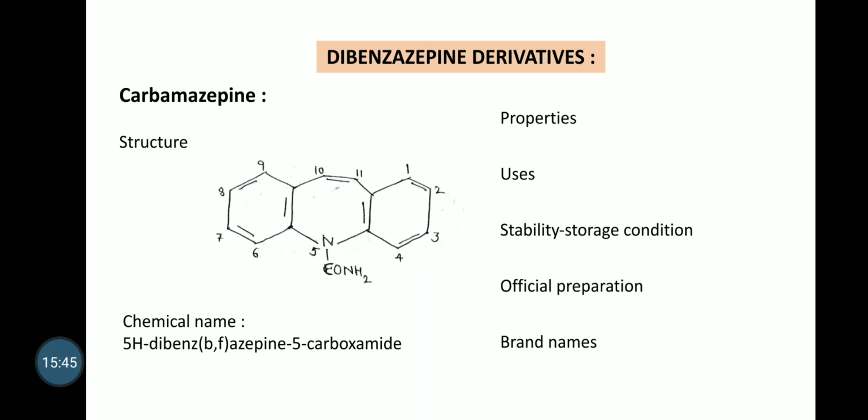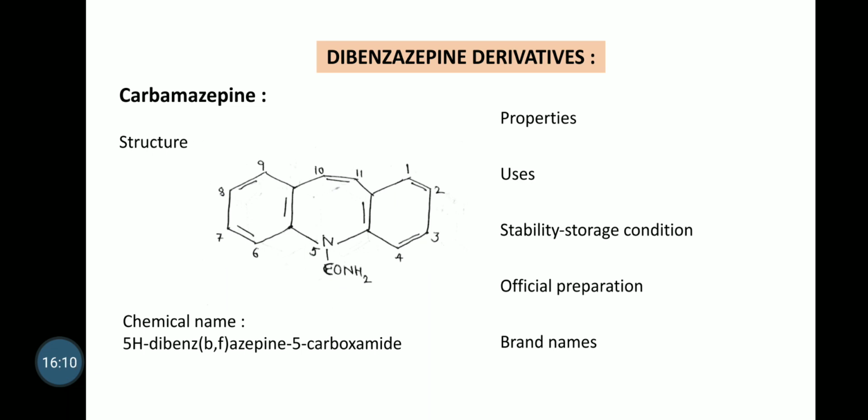In carbamazepine at fifth position carboxamide is present, that is CONH2, that is the structure of your carboxamide. Therefore chemical name 5-carboxamide dibenzazepine, or you can write down 5H dibenz[b,f]azepine.